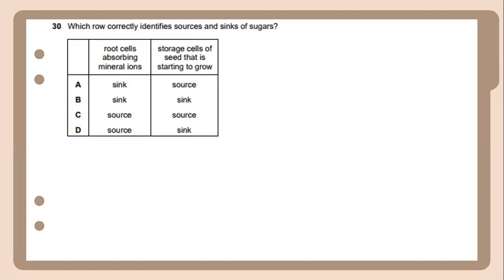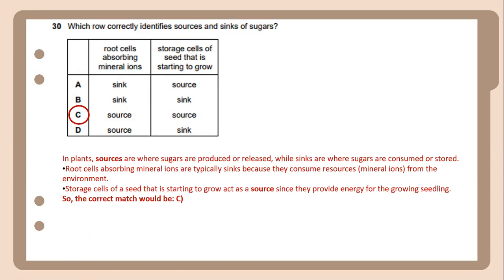Which row correctly identifies sources and sinks of sugar? In plants, sources are where sugar is produced or released, while sinks are where sugar is consumed or stored. Root cells absorbing mineral ions are typically sinks because they consume resources from the environment. And the storage cell of a seed that is starting to grow acts as a source. They provide energy for the growing seedling. So the correct answer would be C.